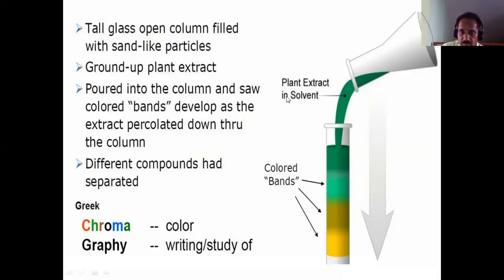Earlier this method was used for the separation of colored compounds, so it is named chromatography. Actually it is wrong to call it chromatography, because nowadays you can separate even colorless compounds by using different chromatographic methods. Chrom means colored compounds, or the study of colored compounds. So it is called chromatography.